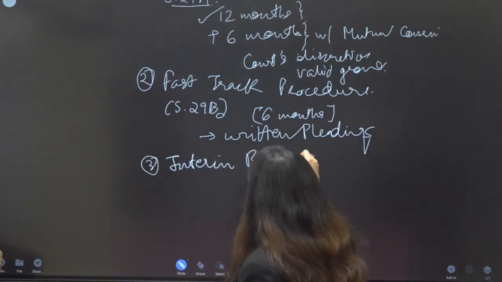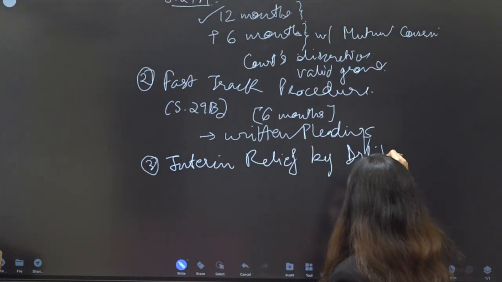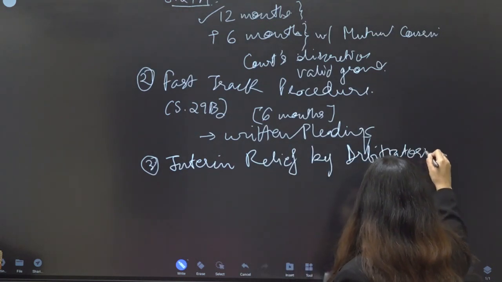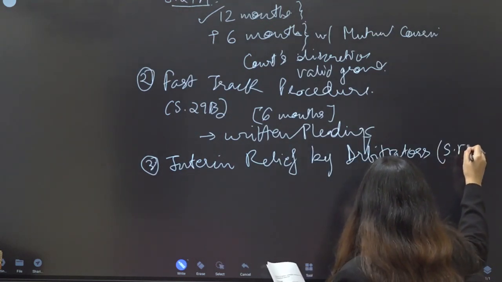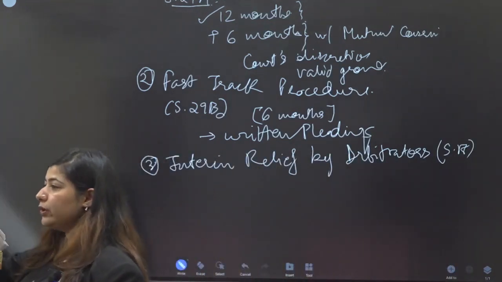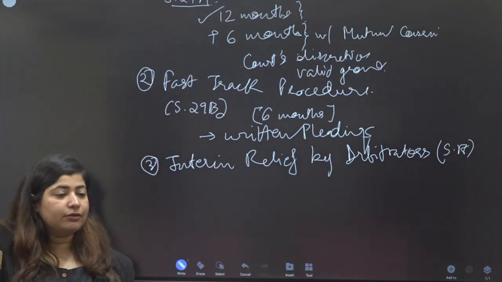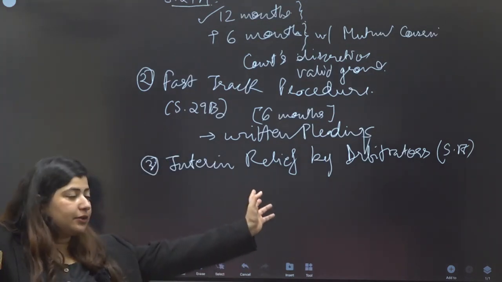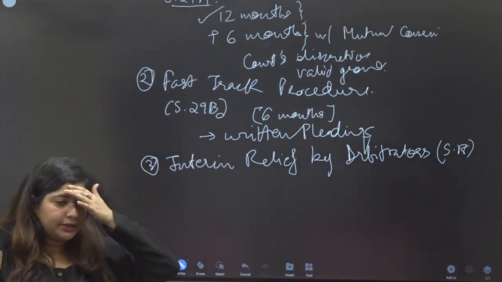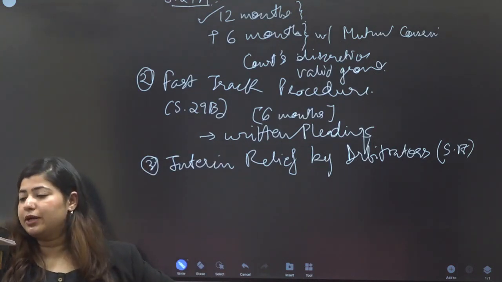Interim relief by arbitrators, this is section number 17. Earlier, only the court could give interim relief under section 9. Now, after section 17, interim relief could also be given by the arbitral tribunal. Okay? So, just write this point down also.